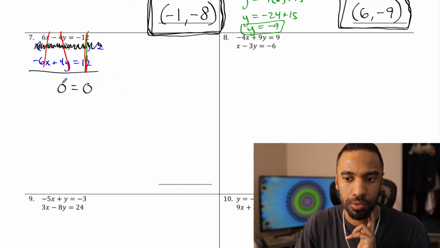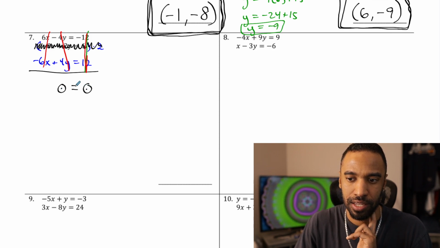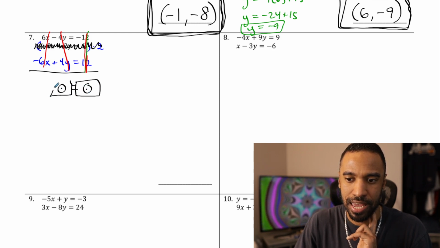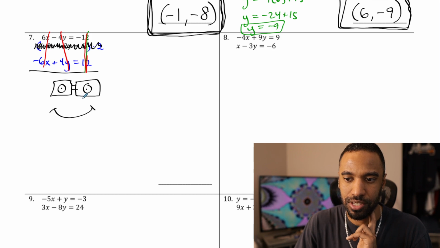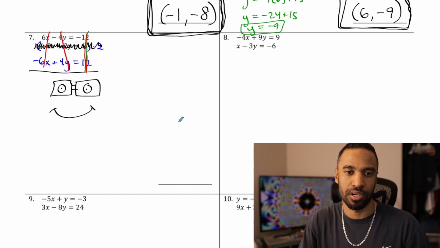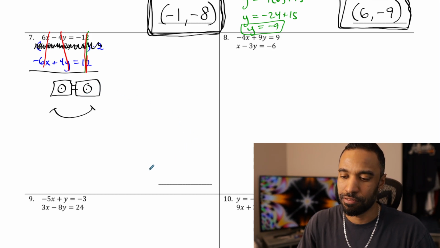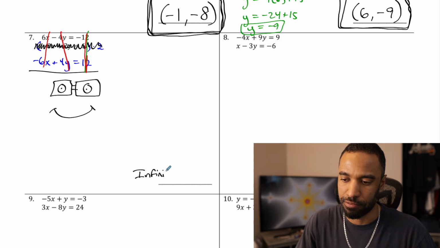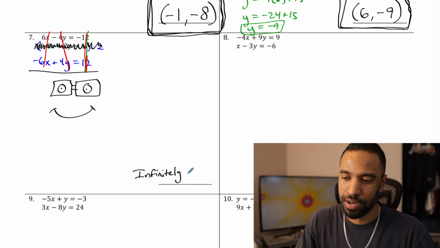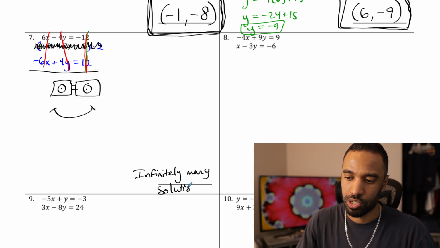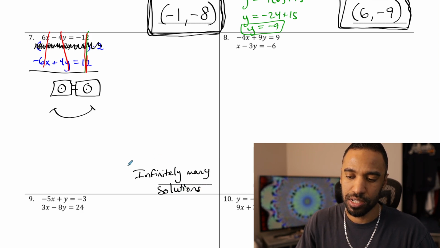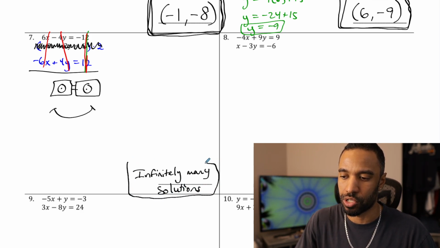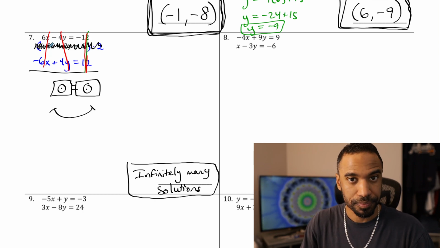0 equals 0. What does that mean, Mr. Glasses Guy? What does 0 equals 0 mean? Well, 0 equals 0 means there is an infinite number of solutions. Infinitely many solutions. Not much room to write on this thing. What are the solutions? I'm not willing to name them all, but they are all solutions along either equation.